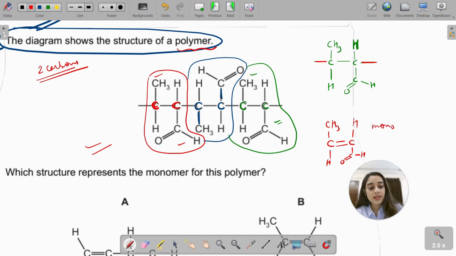Monomer means smallest repeating unit. So what will happen? You just have to remove this double bond and open it both ways, like this. I'll just mark it, this blue double bond. Think of it like this, that we have opened it in two ways, here and here. So you will get the minimum smallest repeating unit in a polymer. So this was the monomer.